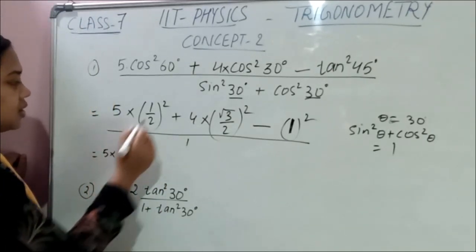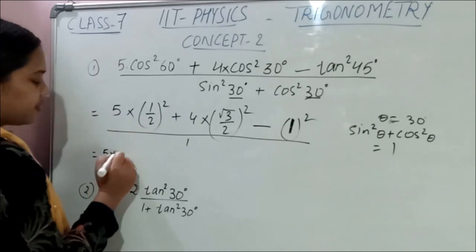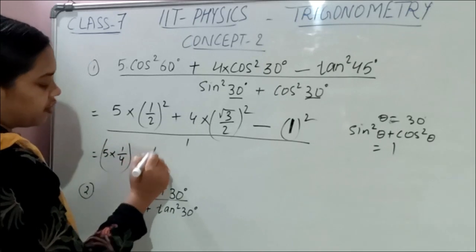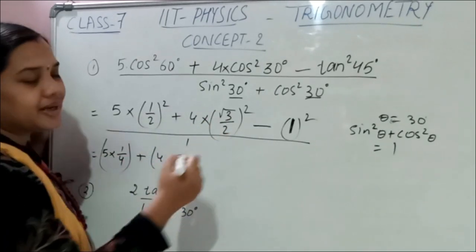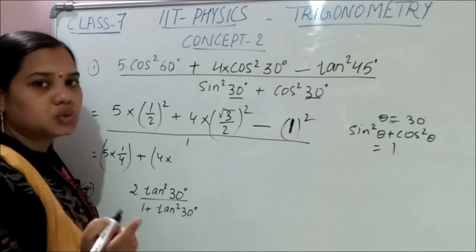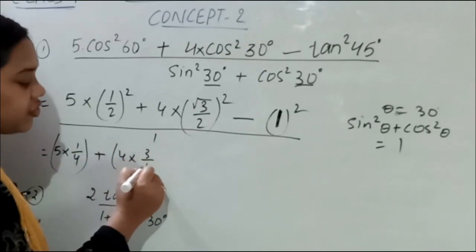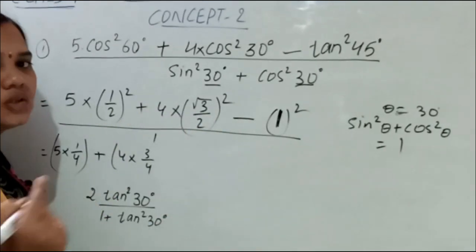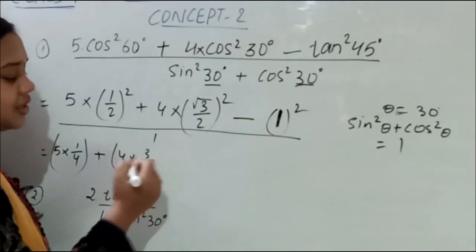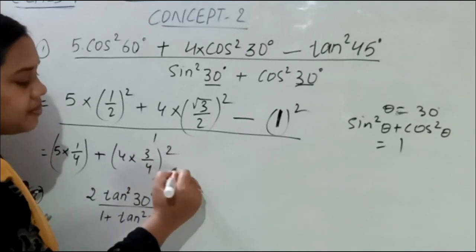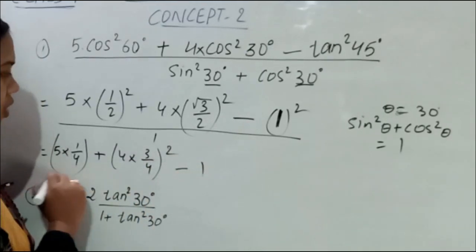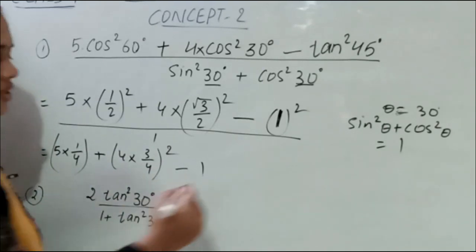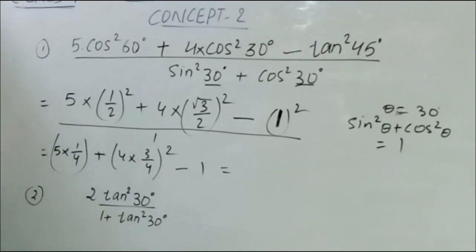5 into 1 by 2 whole square, 1 by 4, plus 4 into root 3 by 2 whole square. Root 3 by 2 into root 3 by 2, that is 3 by 4. Once again I will say, children, see, root 3 whole square: root 3 into root 3, 3. So 3 by 4, square, minus 1, whole divided by 1. Denominator is 1, so no need to write it, because the denominator is 1.